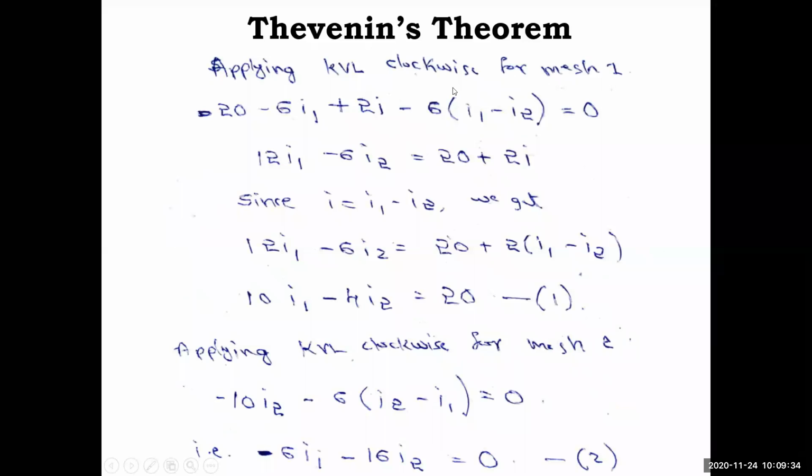Applying KVL clockwise for mesh 1. This is almost the same as the previous one. Only this is the new part here: earlier it was open, now it is closed. That's why I1 minus I2 came for the 6 ohm resistor. Remaining all the same. So 20 minus 6 I1, plus 2I, where I is now I1 minus I2, minus 6 times I1 minus I2 is equal to 0. So don't change that in the circuit.